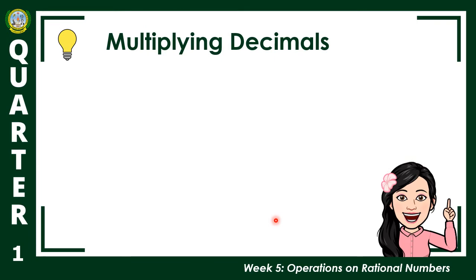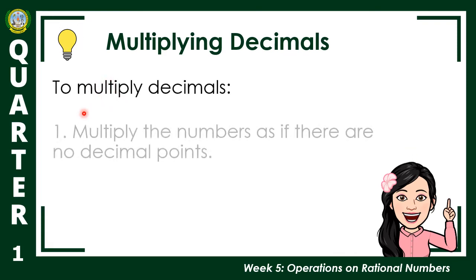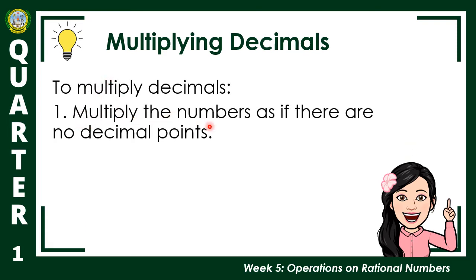So, let's now proceed to multiplication of decimals. To multiply decimals, we have to multiply the numbers as if there are no decimal points. Okay? So, di ba pag nag-multiply tayo ng numbers, ina-align natin sila sa right side. So, yung last digit po, pinagpapantay natin. So, ganun din po pag decimals. Pagpapantayin lang natin yung last digits po nila.